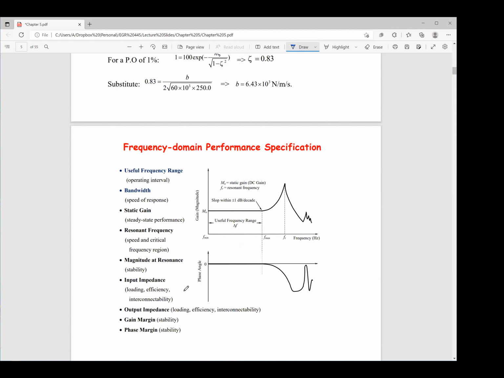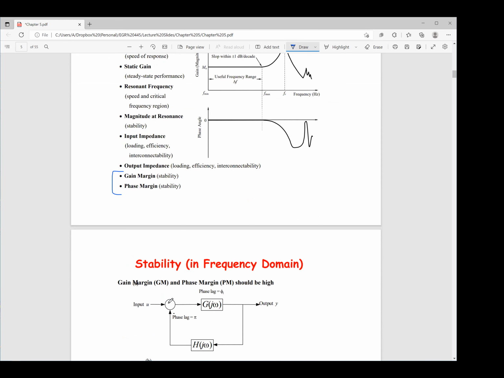Alternatively, the same system can be designed using the frequency domain specs, wherein somebody would say, hey, design me a system for certain bandwidth, design me a system for certain static gain, design me the system for certain resonant frequency, certain input impedance, and certain output impedance. And sometimes they also specify the gain margin and phase margin. And gain margin and phase margin are related to the stability. So the takeaway here is the system can be designed in time domain, and system can be designed in frequency domain.